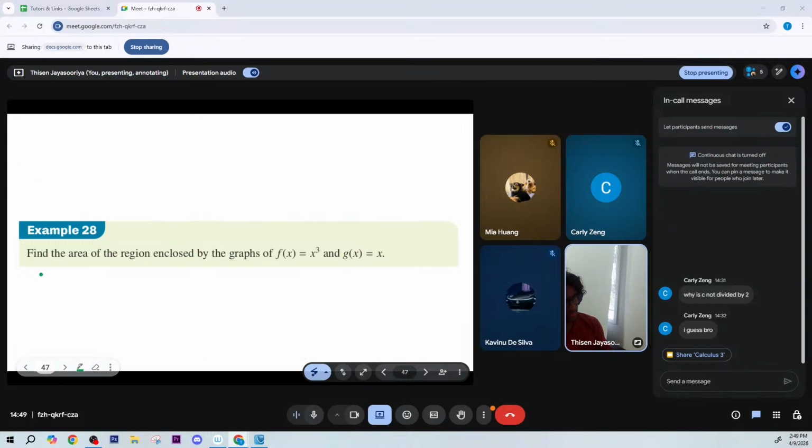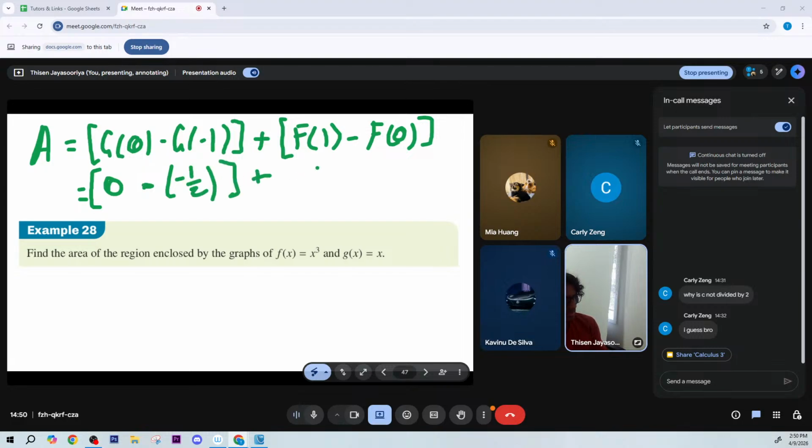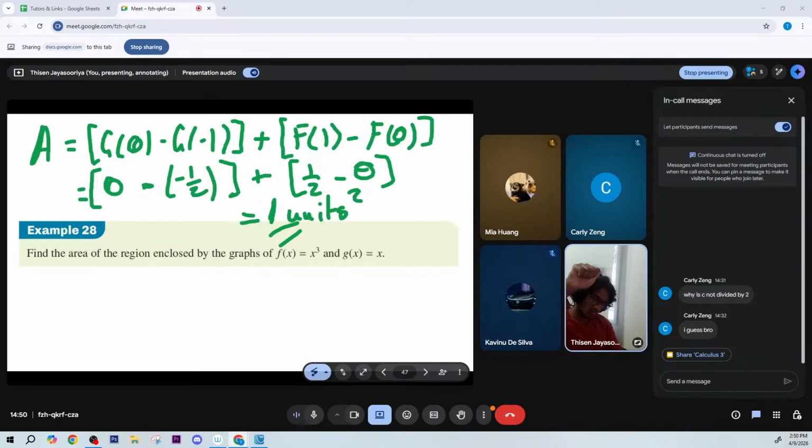So here, what we see is that A, which was g of 0, take g of -1, plus f of 1, take f of 0, simplifies to 0, take away -1/2, plus 1/2, take away 0, which means we just get 1. That's my answer. So does that make sense? Here, the bounded area between these two curves is 2 units squared. Does that make sense to everyone?